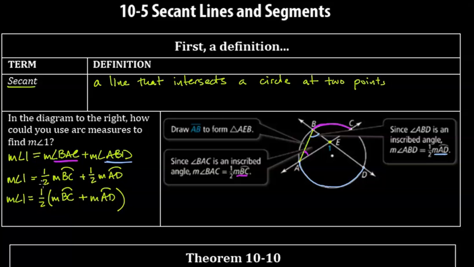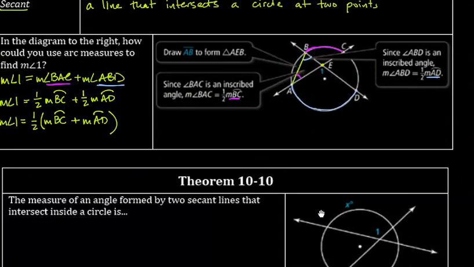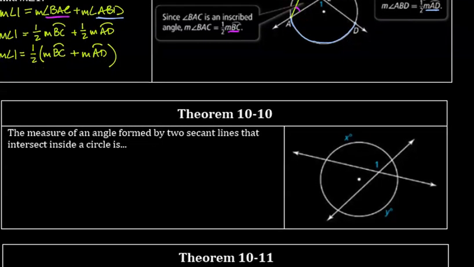And that's the conclusion that I wanted to be able to draw. Yes, there is a relationship between angle 1 and some of these arcs that I created with these 2 intersecting secants. Angle 1's measure would be whatever I get if I added arc BC's measure and arc AD's measure together and then took half of that total. That's going to be the measure of angle 1. So that's actually going to lead us to our next theorem that we're going to learn.